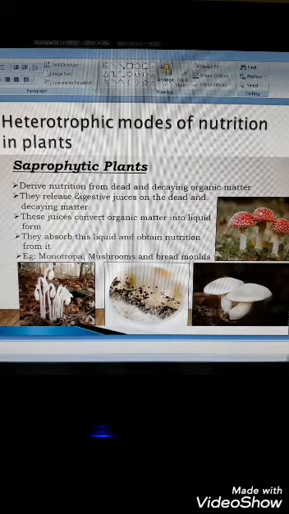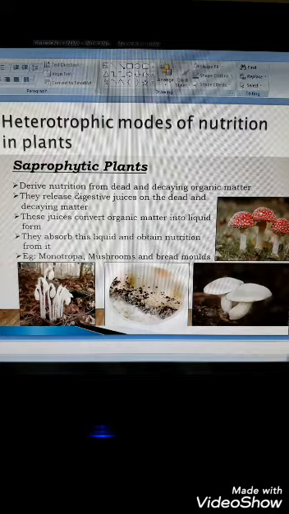Phytic word is coming from the plants. Now the plants which use saprophytic mode of nutrition are called saprophytes. For example, Indian pipe and coral roots. How do they do so? These saprophytic plants derive nutrition from dead and decaying organic matter.